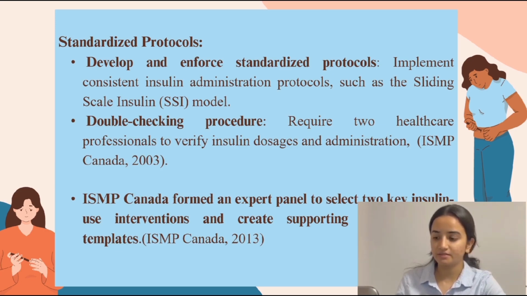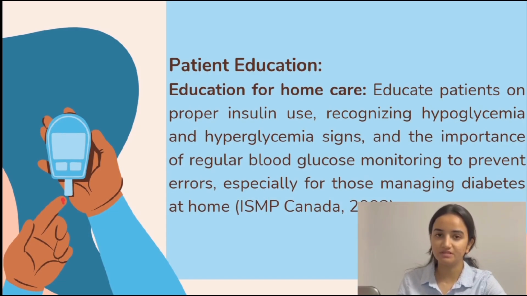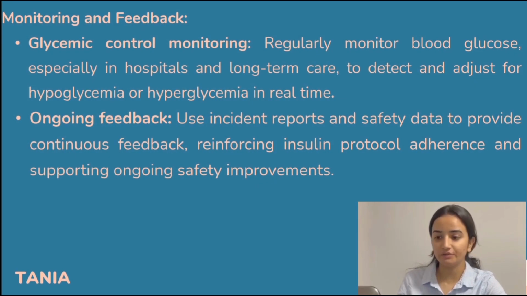ISMP Canada formed an expert panel to select two key insulin use interventions and create supporting guidelines and campaigns. Next comes technology integration, which includes the use of electronic health records to track insulin use and blood glucose levels in real time and implementing advanced technologies. Then comes patient education in order to prevent and reduce insulin errors. Then comes monitoring and feedback, which includes glycemic control monitoring and ongoing feedback.